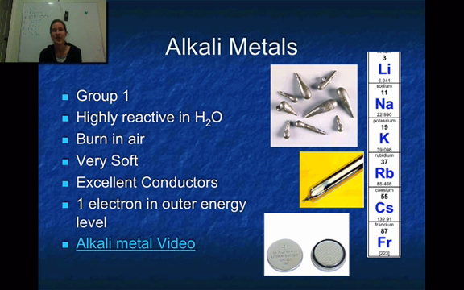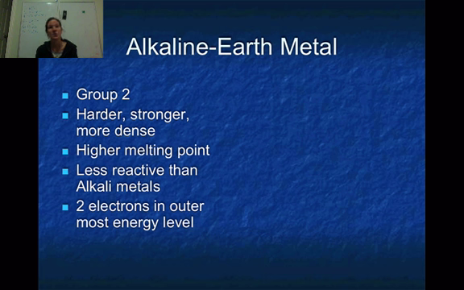The thing that's in common about them in terms of their actual chemical structure is the fact that they only have 1 electron in their outermost energy level. The next group is the next column over. Okay, so moving from the left, that second column, and they're called the Alkaline-Earth Metals.